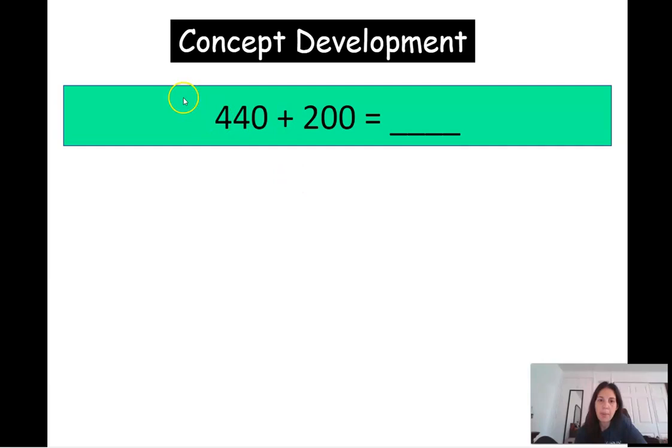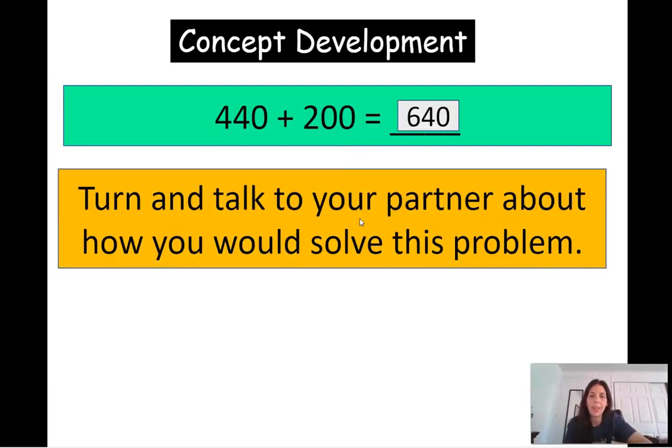Maybe you would start by looking at your hundreds, and I see I have 4 hundreds and I have 2 hundreds. So 4 plus 2 is 6. And then I would just bring that 40 with it because there's no tens and ones in this 200. So that's a pretty simple and easy problem to solve. Okay? 640.